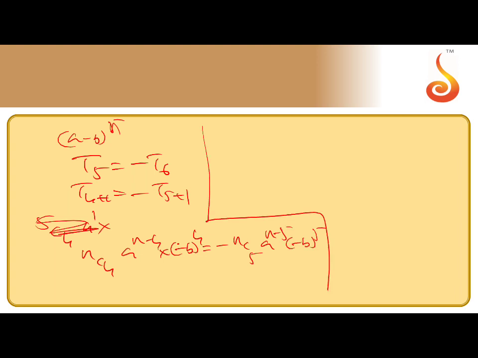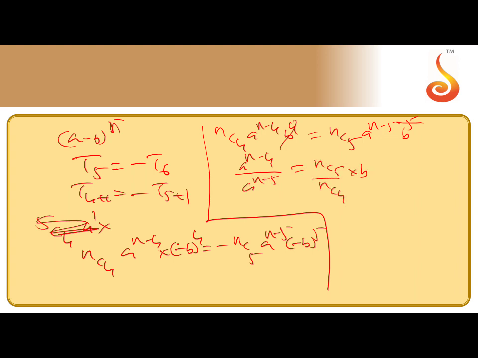So this is the value. Now we can simplify here. nC4 a power n minus 4 into b power 4, positive, only minus to an odd power gives negative, so nC5 a power n minus 5 b power 5 is there. Cancel out this one and rearrange the terms. A terms bring this side. A power n minus 4 by a power n minus 5 equals nC5 by nC4 into b.